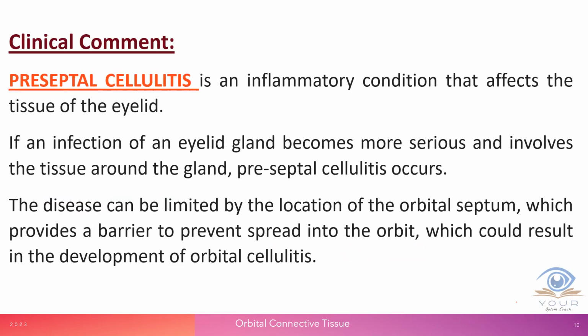Now coming to the clinical aspect of it, preseptal cellulitis is an inflammatory condition that affects the tissue of the eyelid. If an infection of an eyelid gland becomes more serious and involves the tissue around the gland, preseptal cellulitis occurs. This disease can be limited by the location of the orbital septum, which provides a barrier to prevent the spread of infection into the orbit, which could eventually result in development of orbital cellulitis. So, it plays a major role in limiting the infection.